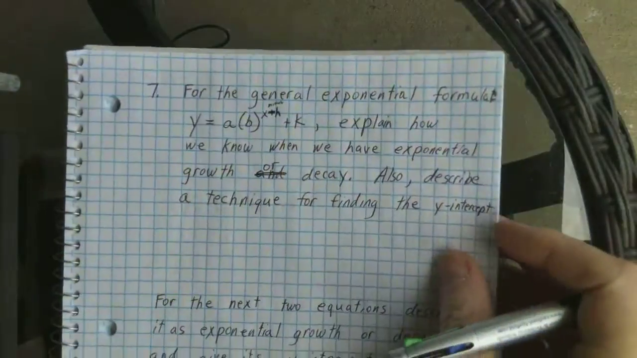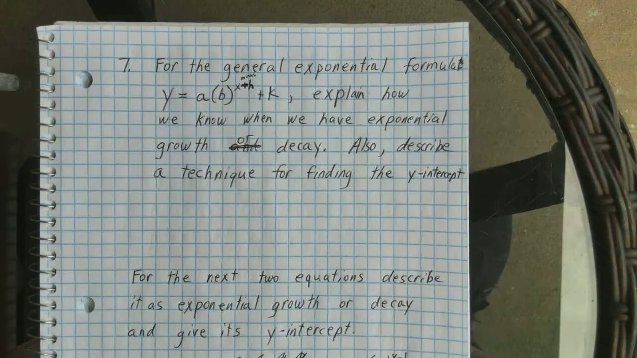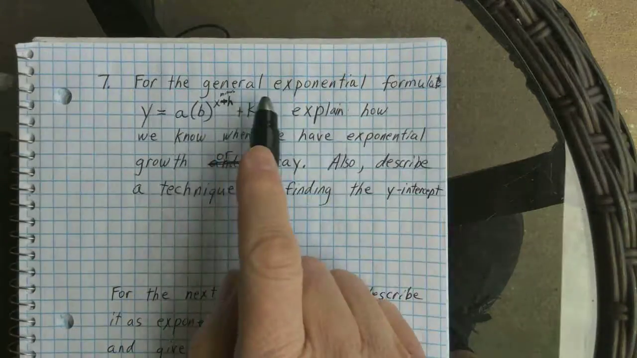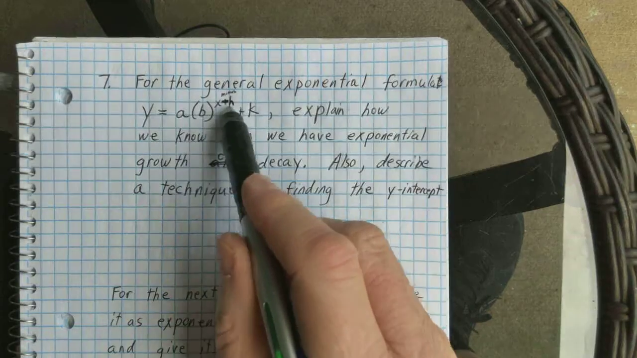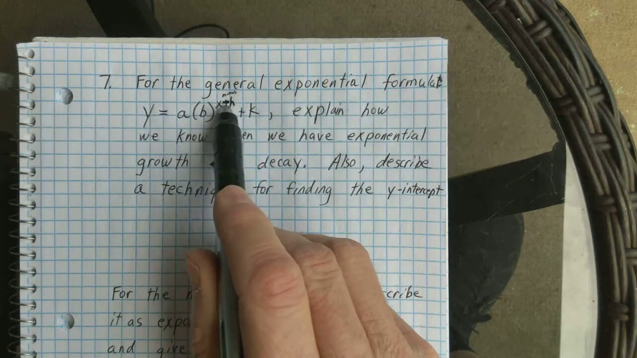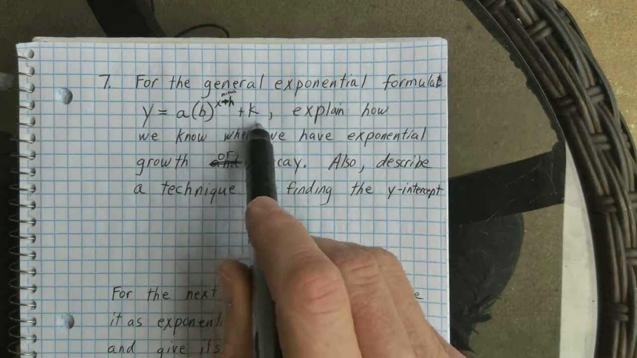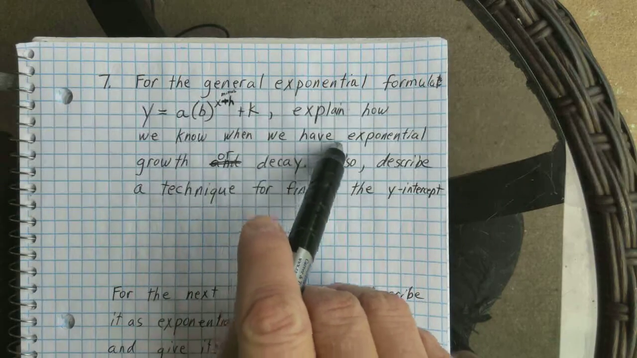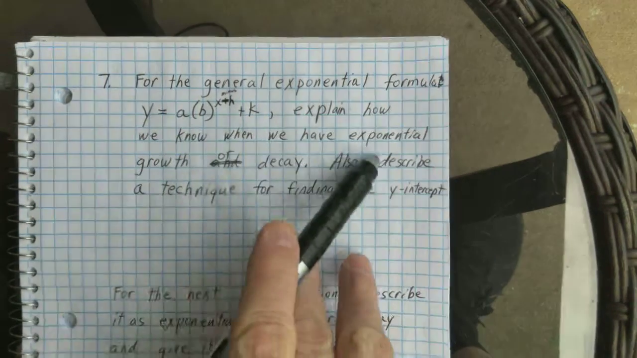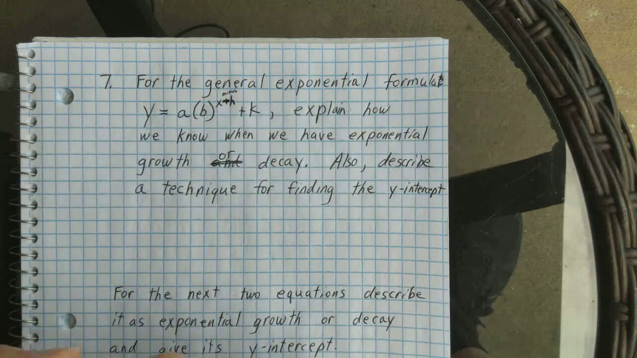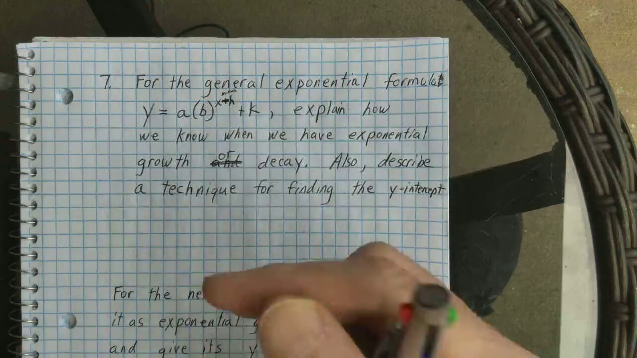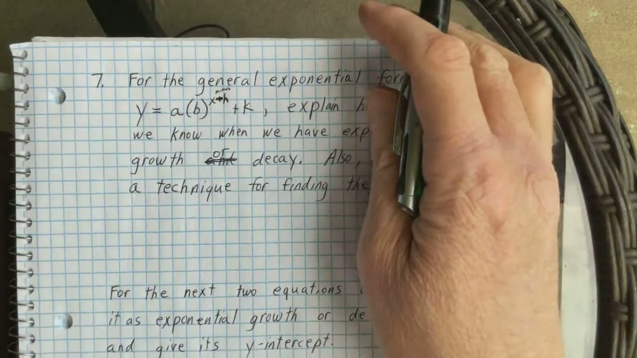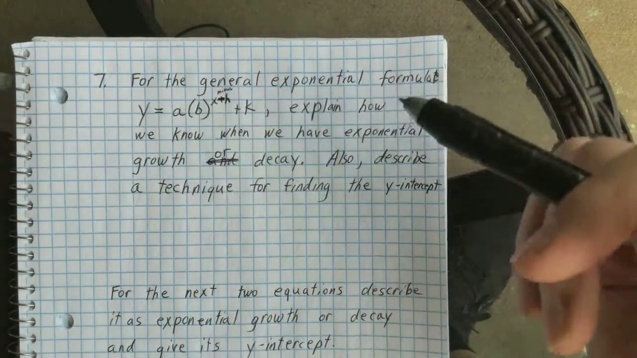All right. Well, let's put number 7 on here. For the general exponential formula, y equals a times b to the x minus, please note that that's a minus, h plus k. Explain how we know we have exponential growth or decay. Also, describe a technique for finding the y-intercept. Okay, this is just to help you review and see what you need to do.